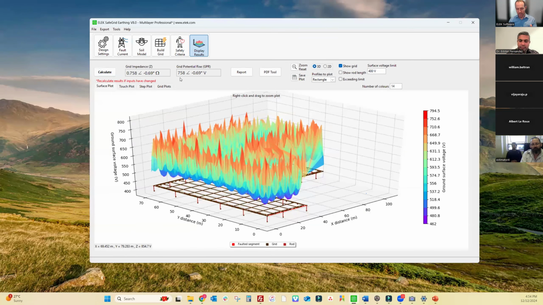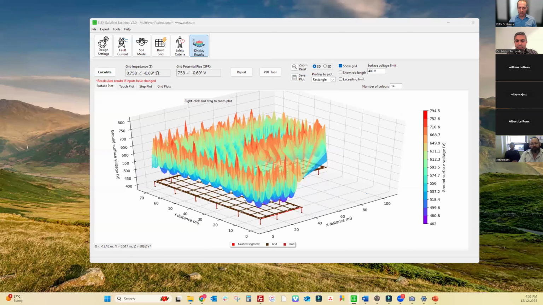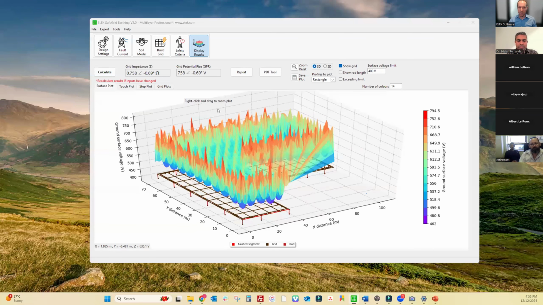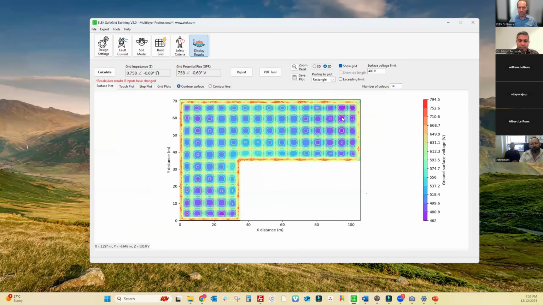So I'll press calculate, and the result of the calculation will be grid impedance. So this earthing system in this soil has a grid impedance of 0.58 ohms. This is the GPR. And what's displayed here is ground surface voltage in 3D. I can also look at it in 2D. And you've got the magnitudes here.